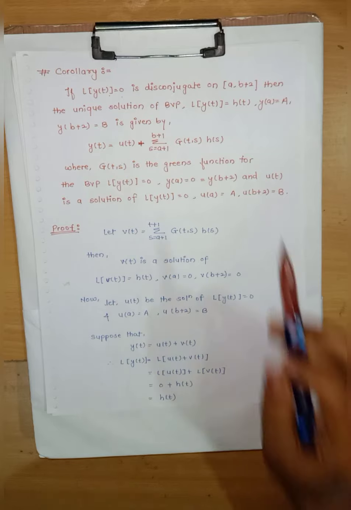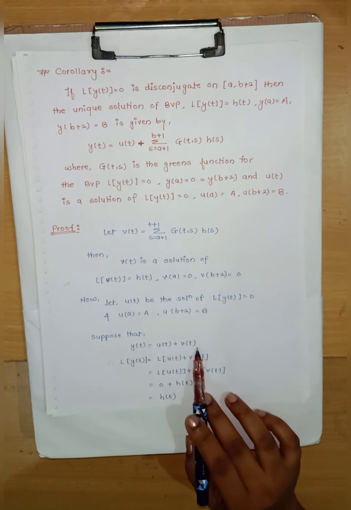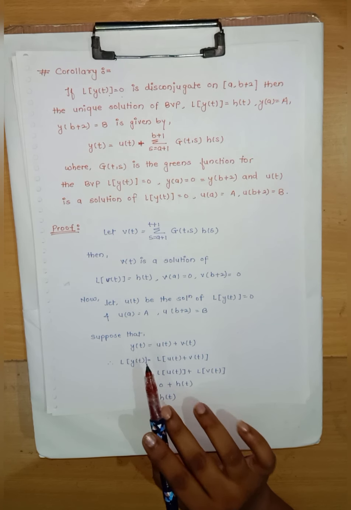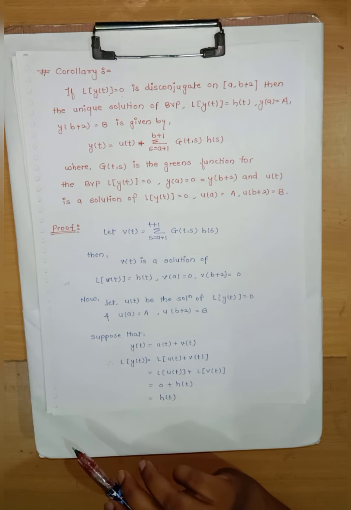We have to prove the unique solution. Therefore we took two solutions and set their sum equal to y of t. That is this we have to prove. It is the unique solution.